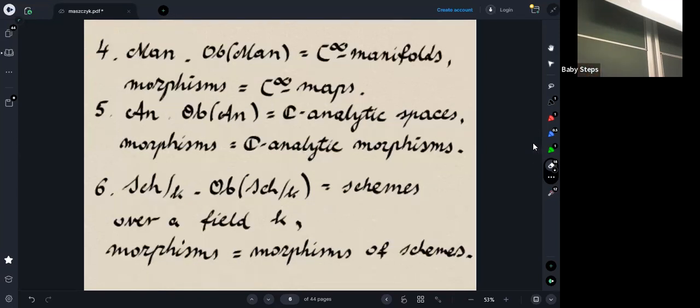Next, if you learn analysis, you encounter the category of manifolds. Objects of this category are manifolds of class C infinity, for instance, and morphisms are smooth C infinity maps. Next example comes with the theory of analytic functions. They live on objects which are called analytic spaces, and morphisms between these analytic spaces are so-called C-analytic morphisms. Okay?